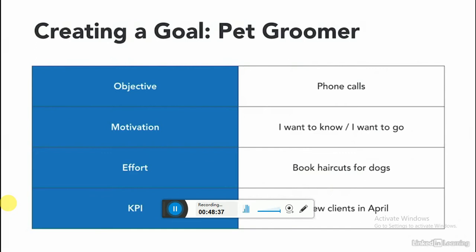So when they go to Google, the search will be dog groomer or dog haircut, likely followed by a modifier that could include their current location. You don't want to serve this person a generic ad about all of your services. You want to serve them an ad very specific to their motivation. And this is why goals are very important.